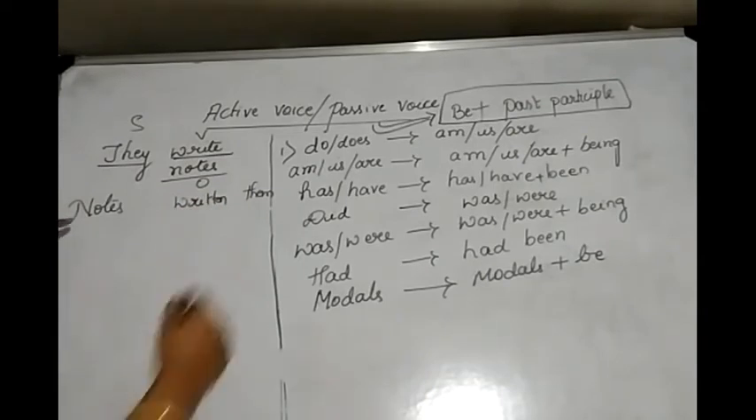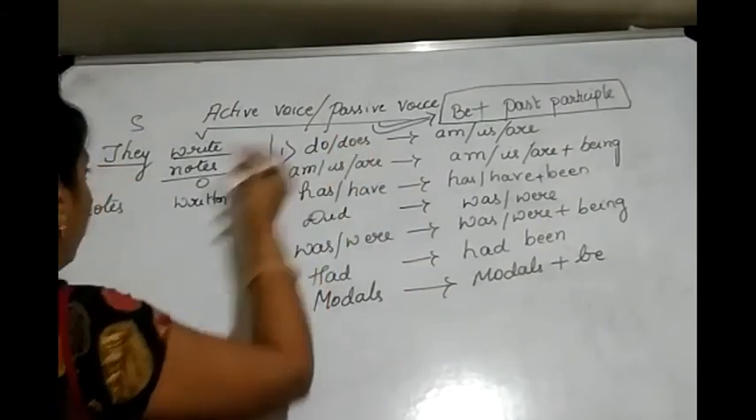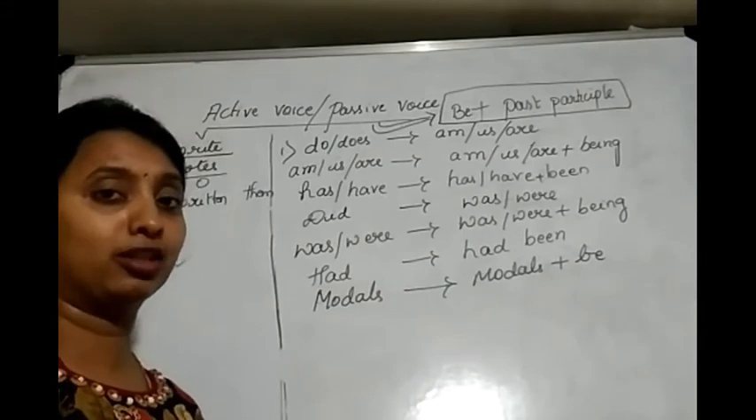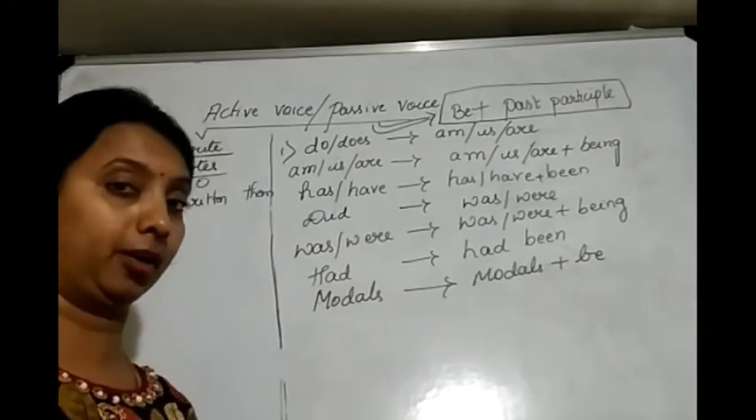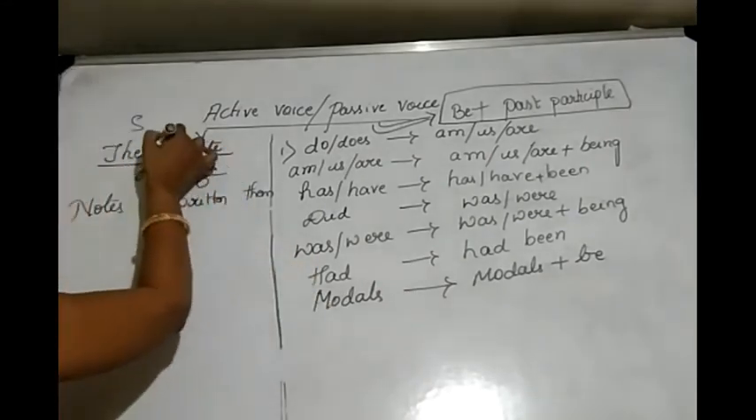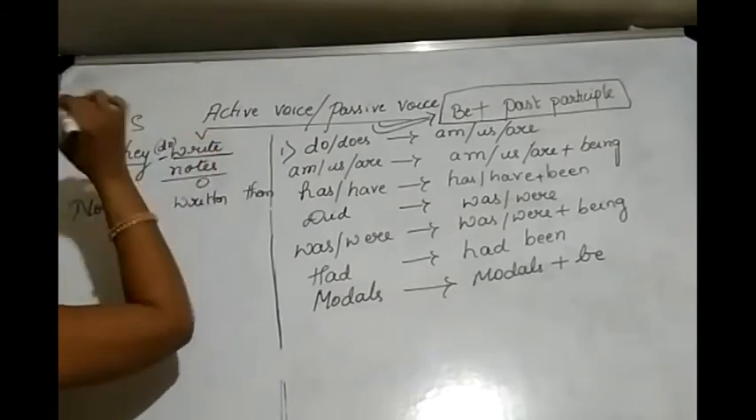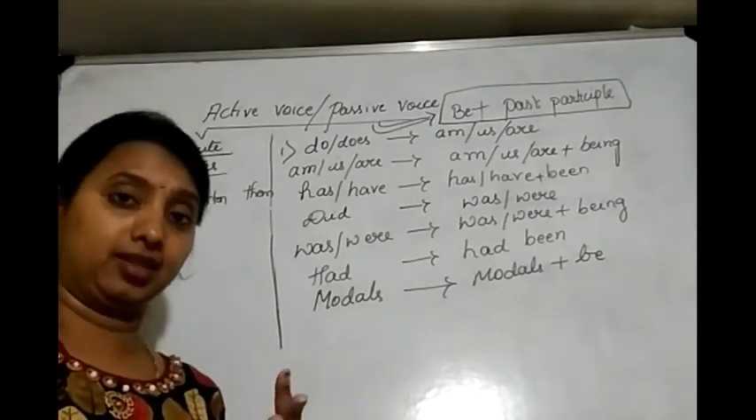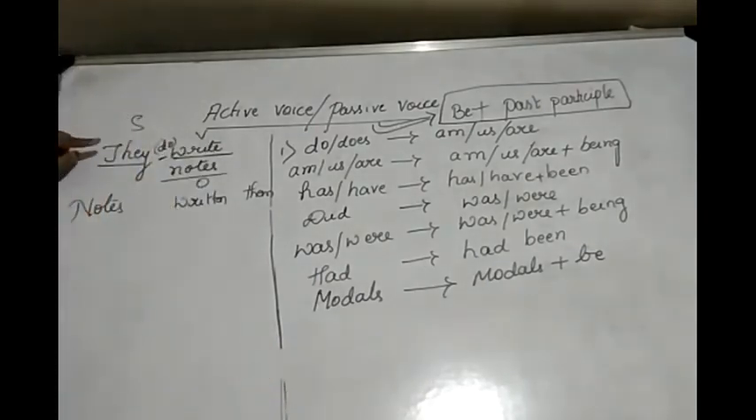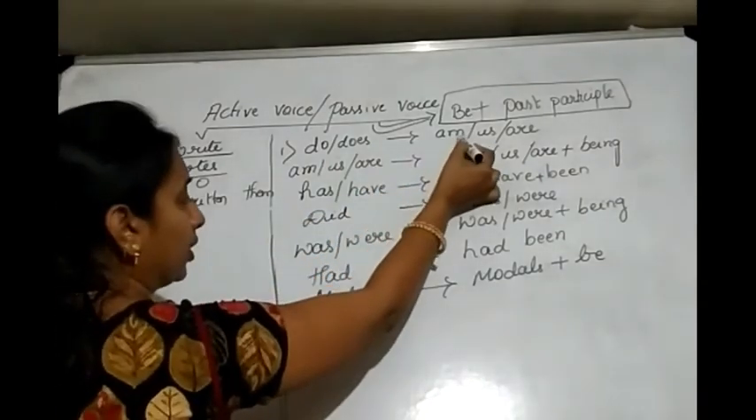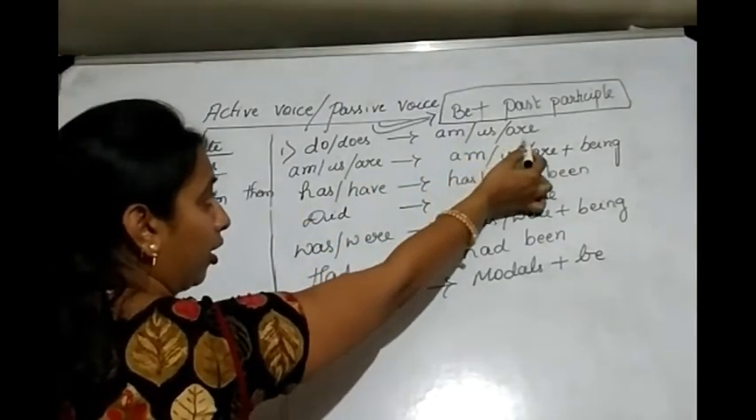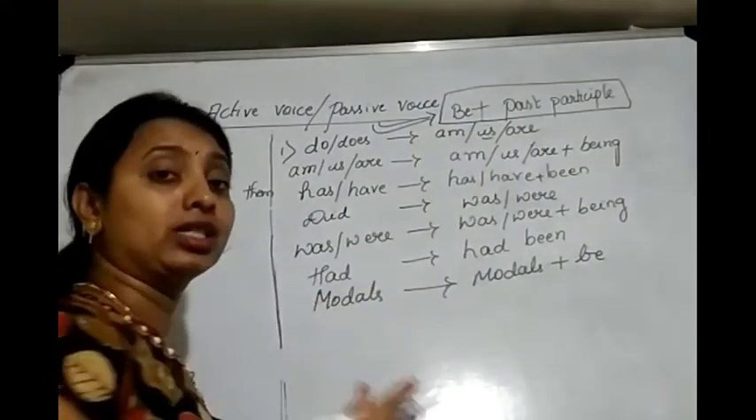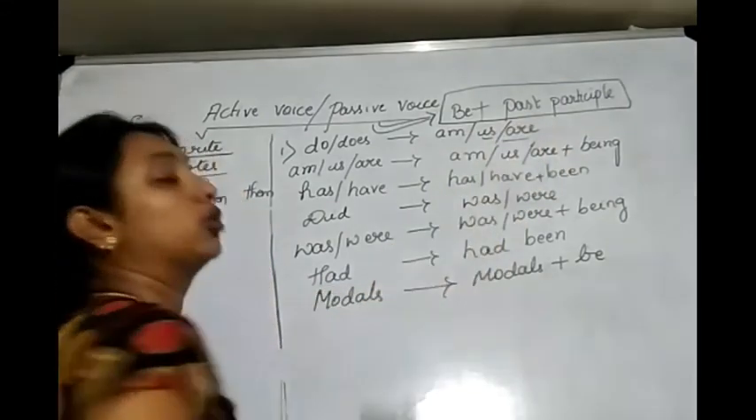Then, I told do form or does form. Actually, this is a do form because they write notes and they do write notes. Both are the same in meaning. Here, do is hidden. So, this is called do form, simple present tense. Do form means what we have to use? We have to use am or is or are, depending on singular and plural. Is is used for singulars. Are is used for plurals.